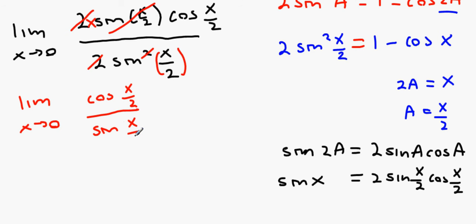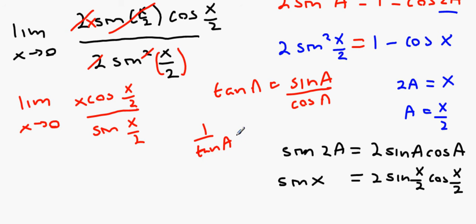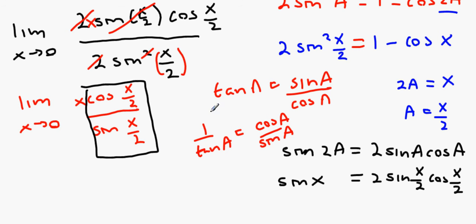And as stated before, okay, tan A is sine A over cos A. So this means that if you turn that upside down, 1 over tan A is equal to cos A over sine A. And then we can place this box here, which is basically cos A over sine A. So that means it's going to be the limit as x approaches 0 of x, and then inside the bracket we're going to have 1 over tan x over 2.